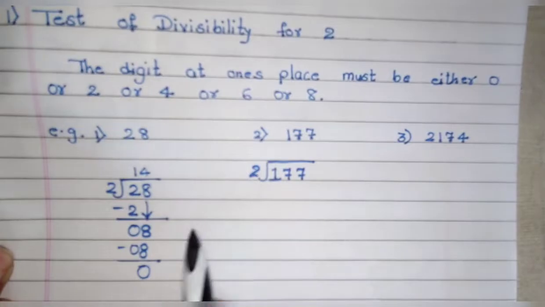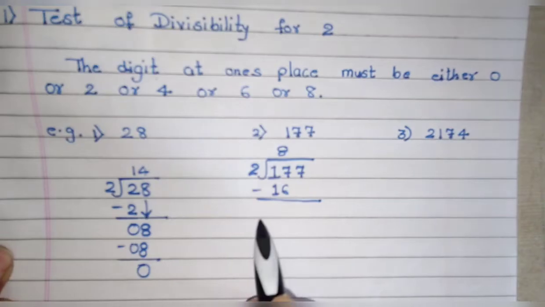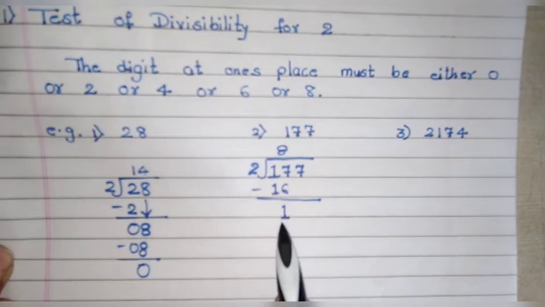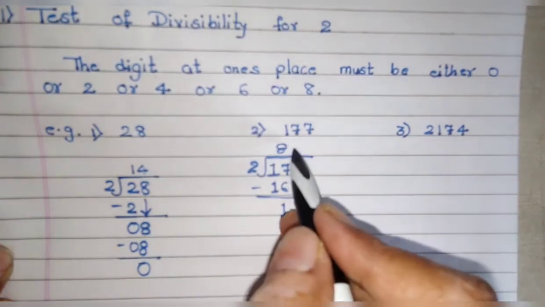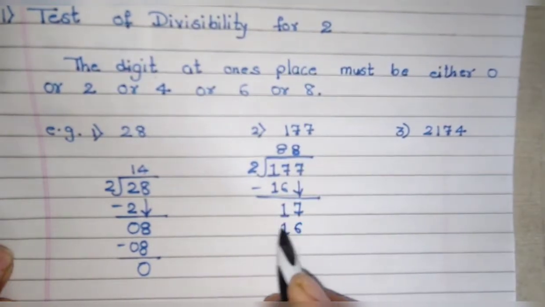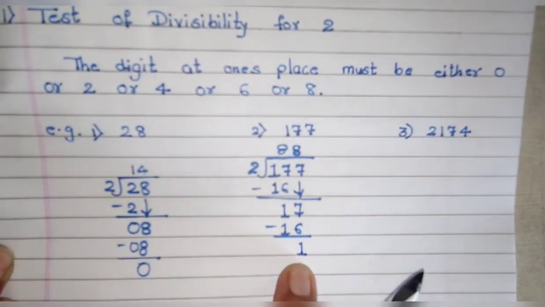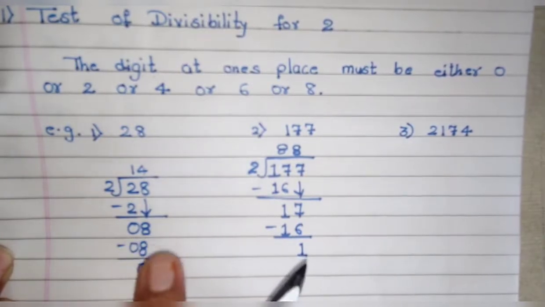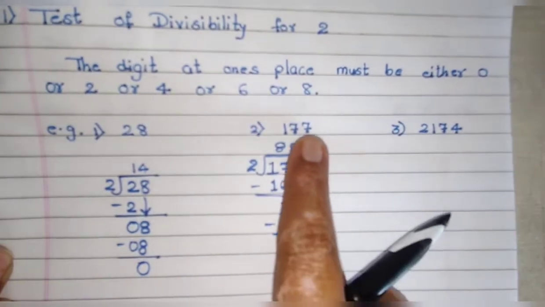177 divided by 2. 2 8s are 16. We did the minus and the remainder is 1. From 17 if you deduct 16 it is 1. Now let us take 7 down. 2 8s are 16. We did the minus and the remainder is 1. As you can see, the remainder is 1. If the remainder comes 0, then we can say that the division is completed. But if you get some digit in the remainder, then it is sure that the given number is not completely divisible by 2.